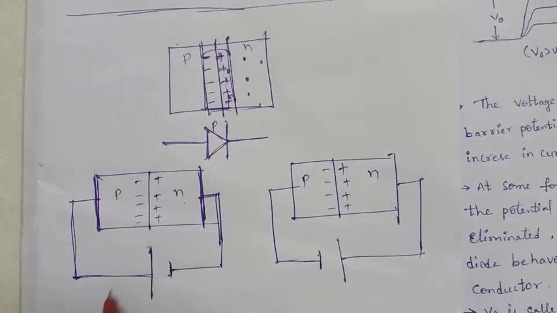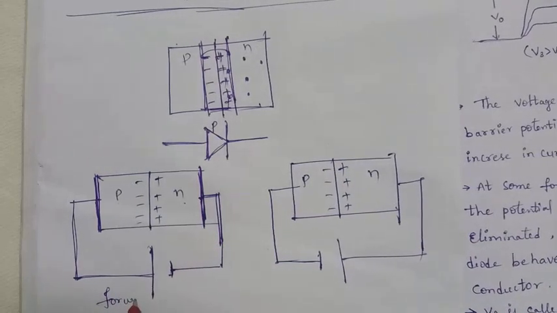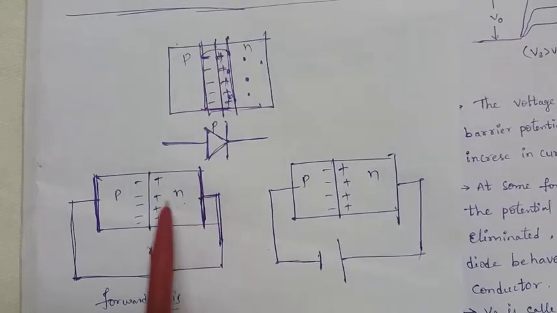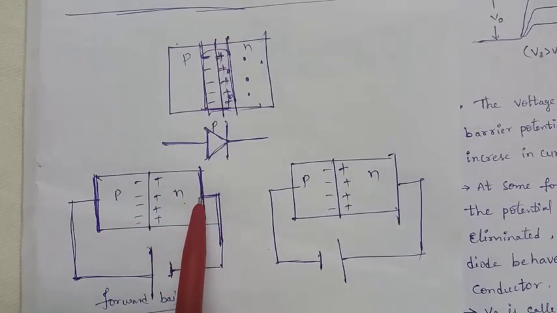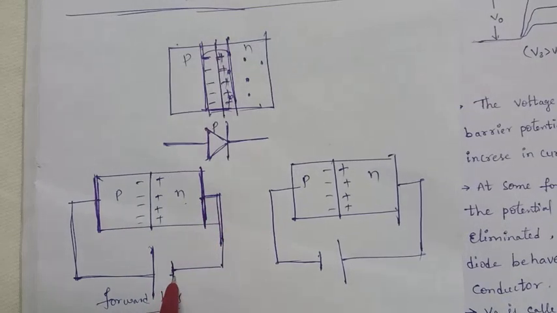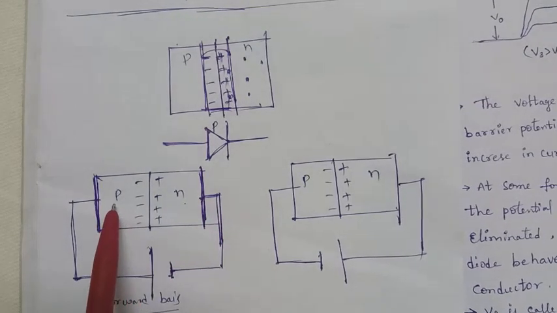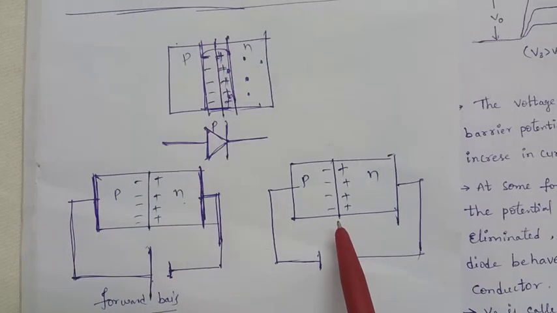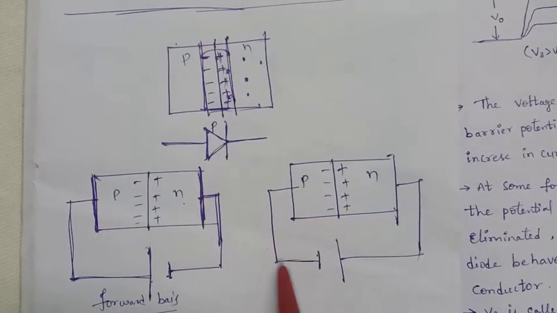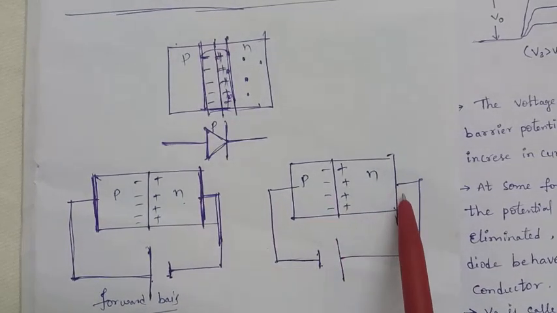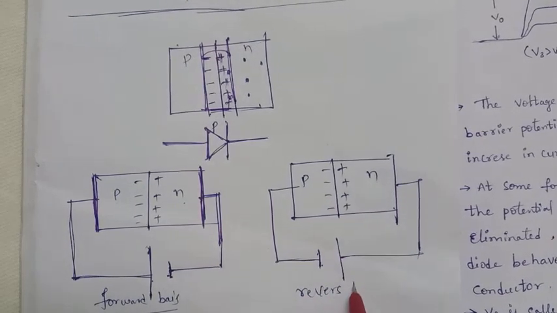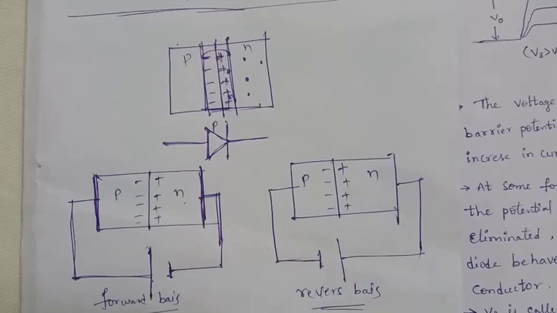What is meant by forward bias? When the diode's N side is connected to the battery's negative terminal and the diode's P side is connected to the battery's positive terminal, that is called the forward bias. Similarly, when the diode's P side is connected to the battery's negative and the N side to the battery's positive, that is called the reverse bias. So this is biasing.